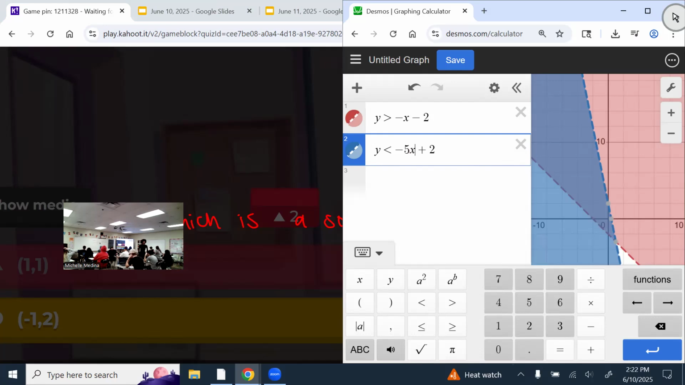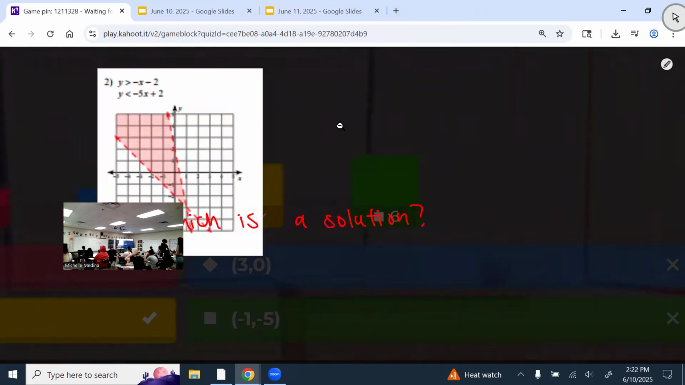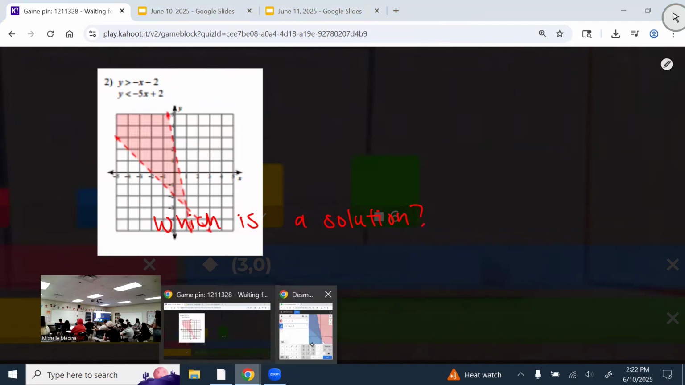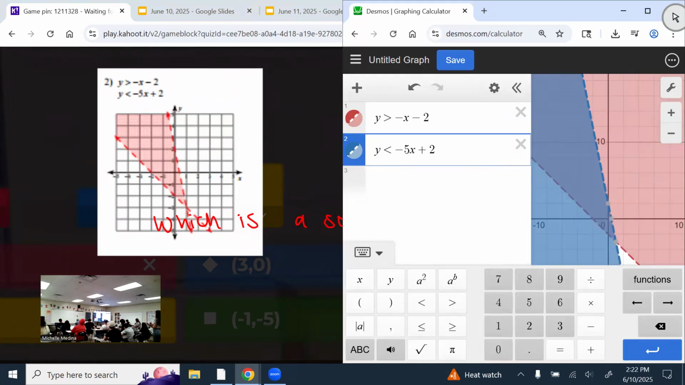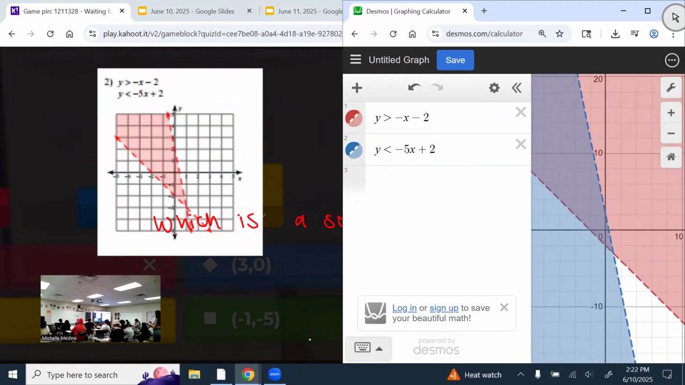All right, but compare this to what you saw when we saw it in the Kahoot. You don't see the extra shading for this one that you see in Desmos. You only see where it overlaps. Why? What did we learn about solutions to a system of equations? It has to satisfy both.